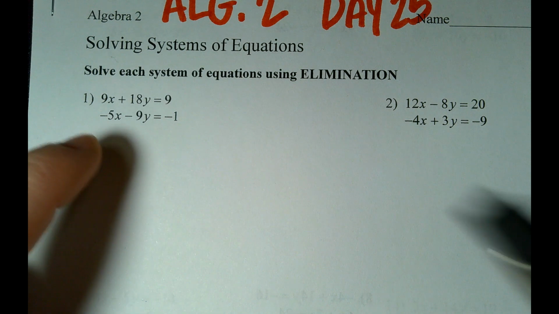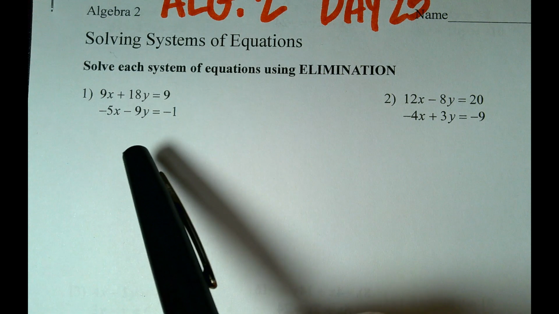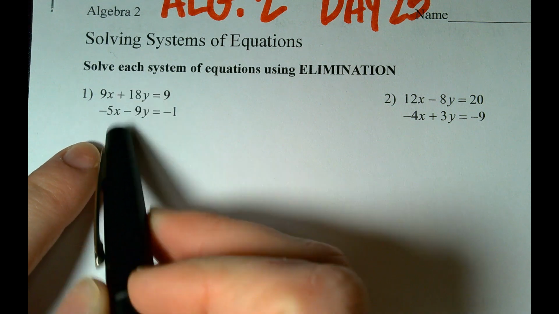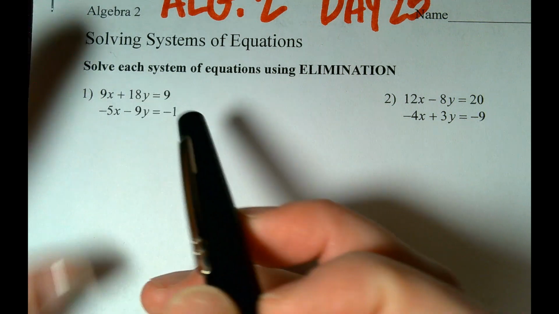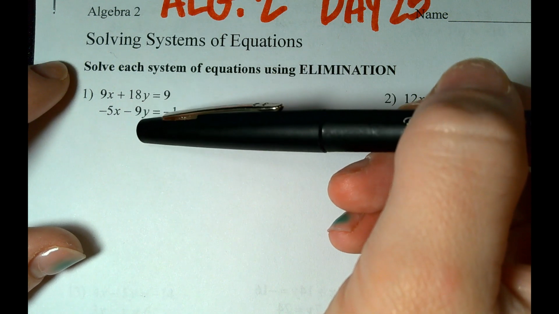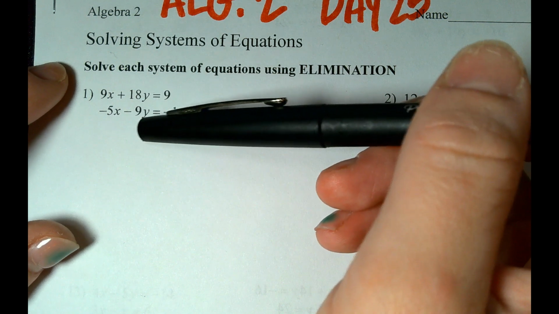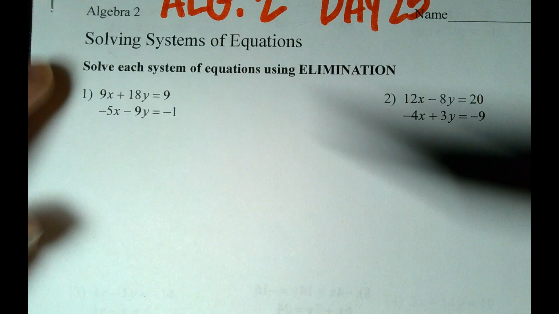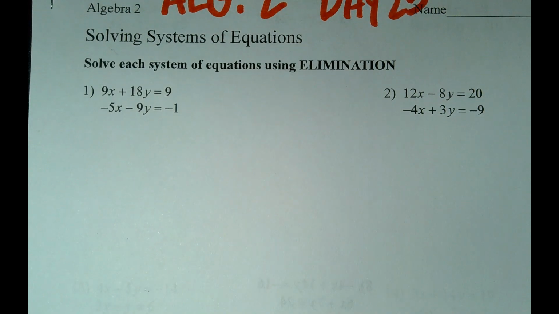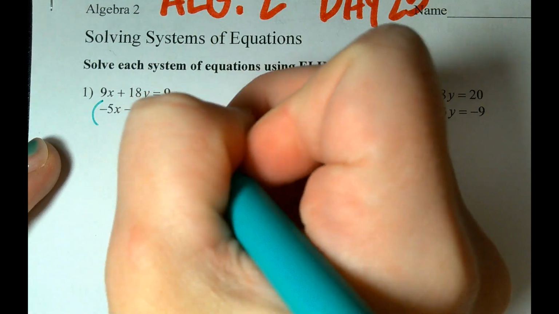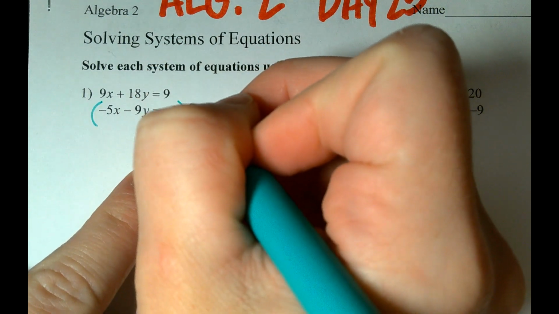Yeah, absolutely. So to get one of the variables to cancel, we need to have the same number in front of it, or the same coefficient. So I have 18y and negative 9y. Well, negative 9 times 2 is negative 18. So I know that I can get these to match really easily if I just multiply my second equation times 2.